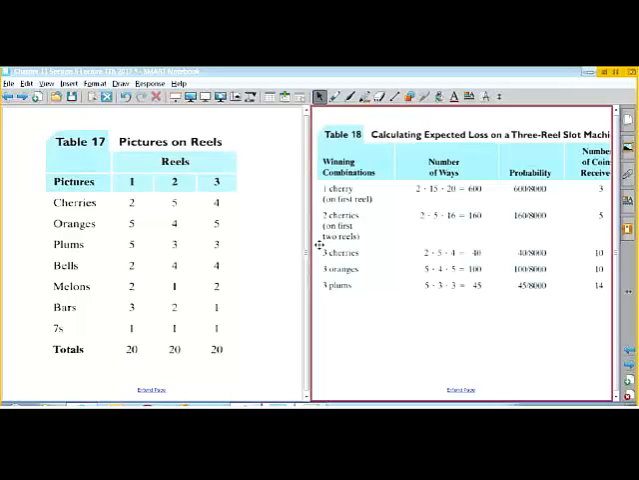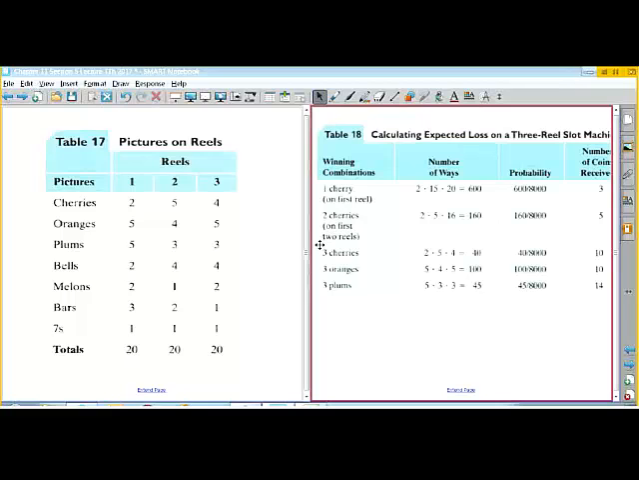Anyway, there are 600 combinations out of the 8,000 possibilities that have a cherry in the first reel, don't have a cherry in the second reel, but can have anything in the third reel. And you get 8,000 by just multiplying the total number of images on each reel, 20 times 20 times 20. So the probability of winning with this particular win is 600 divided by 8,000.